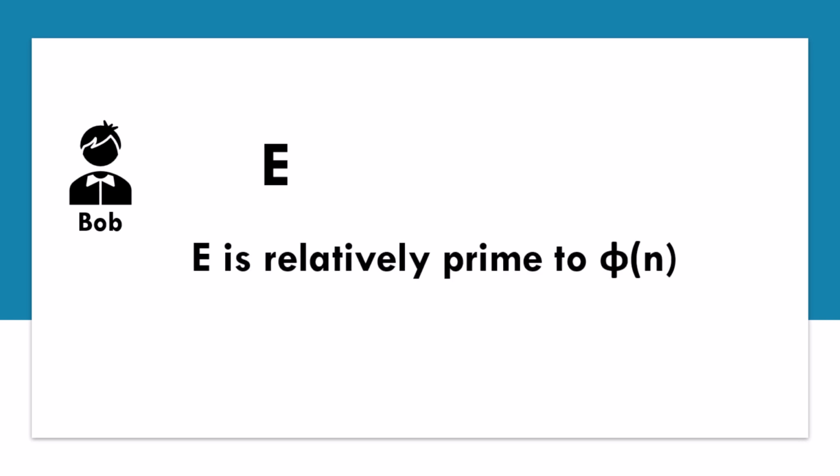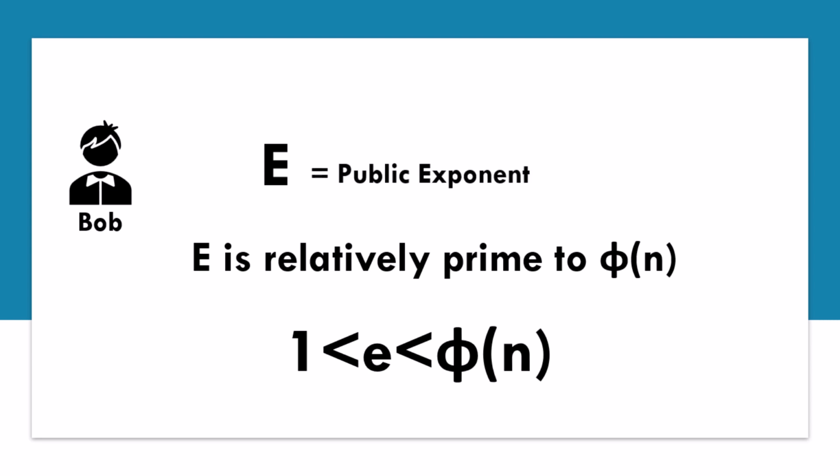Bob also chooses a small number, E, that is relatively prime to φ(N), which means that the greatest common divisor of E and φ(N) is 1. This is called the public exponent, and it is part of the public key.